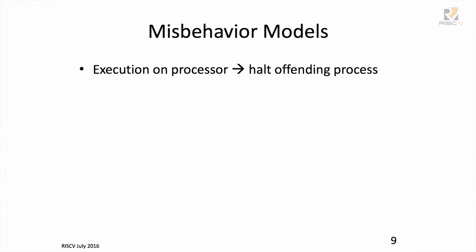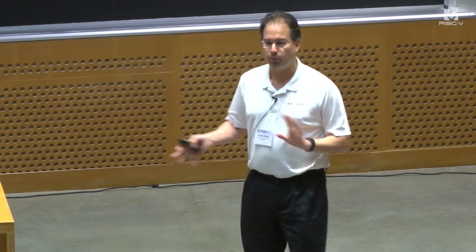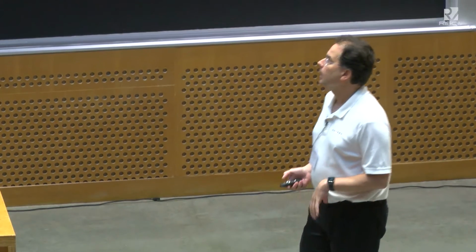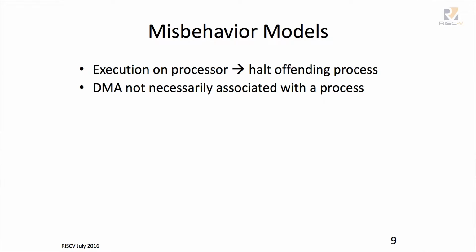Now, let's talk a little bit about what misbehavior means from the standpoint of a DMA device. When it was execution on the processor, our simplest answer is to say we shut down the offending process, right? And so you can shut that down and other processes can continue to run, and you isolated yourself within the system. In this case, DMA is not necessarily associated with one particular process, and so in some ways, it's its own process, and we need to think of it like that. So we have a couple of models we can think of.